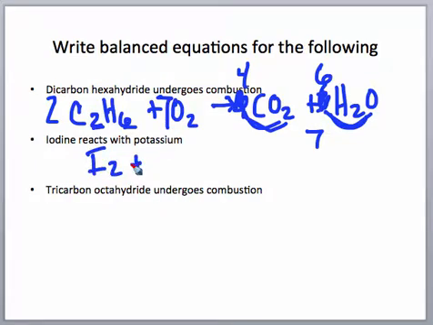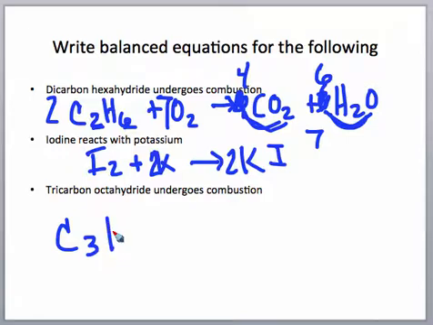Iodine reacts with potassium. Iodine's diatomic. Potassium is 1 plus and iodine is 1 minus, so their formula would be KI. We will balance by putting a 2, and a 2.